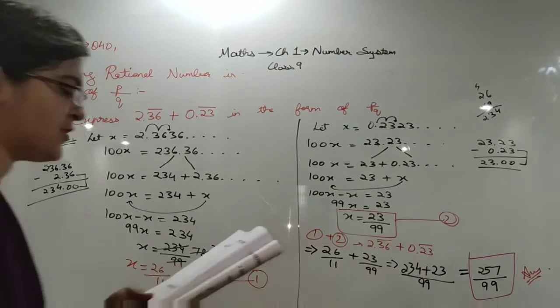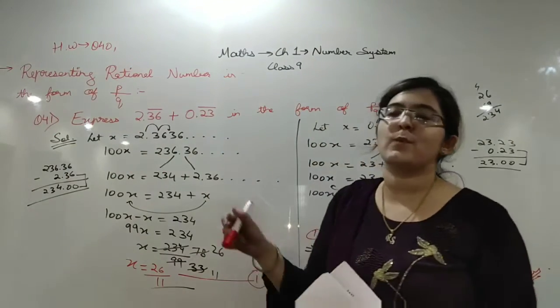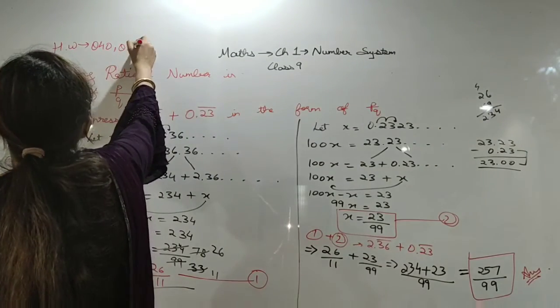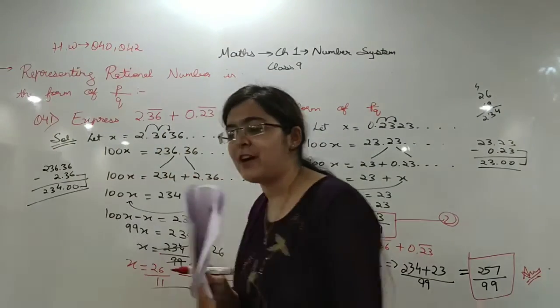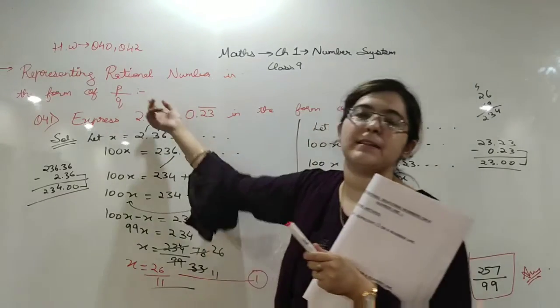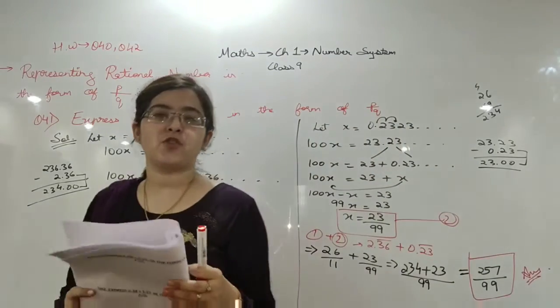Now students, question number 42 is the same as question number 41. So this will be your homework. Question 42 will be your homework, and we have completed the topic of representing any number in the form of p by q. Now we will start the next topic.